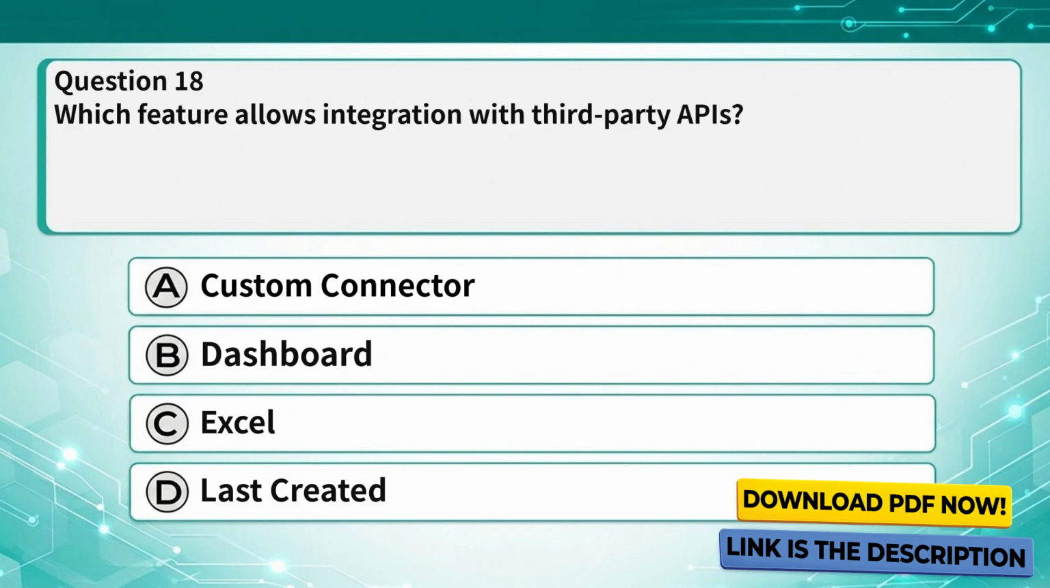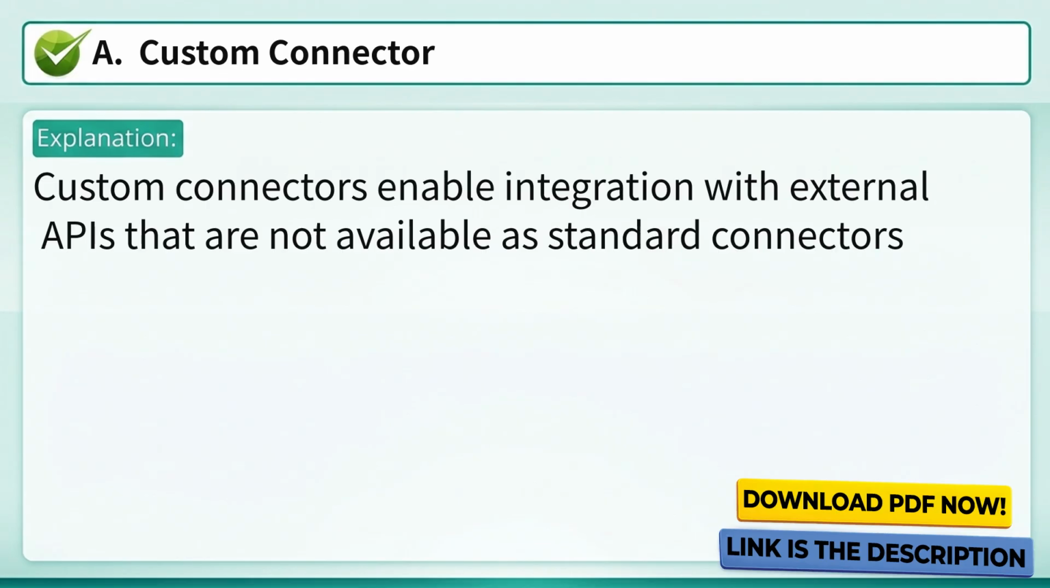Question 18. Which feature allows integration with third-party APIs? A. Custom connector. B. Dashboard. C. Excel. D. Last created. Correct answer, A. Custom connector. Explanation: custom connectors enable integration with external APIs that are not available as standard connectors.